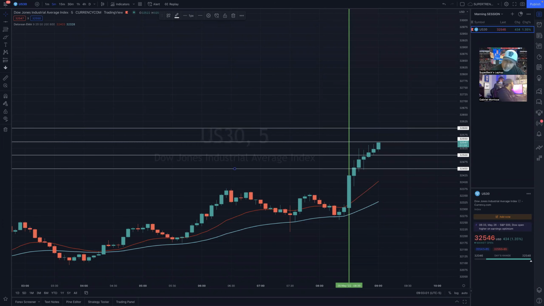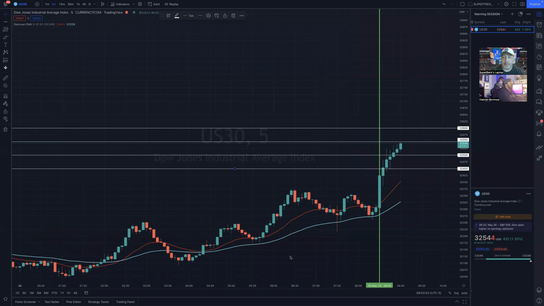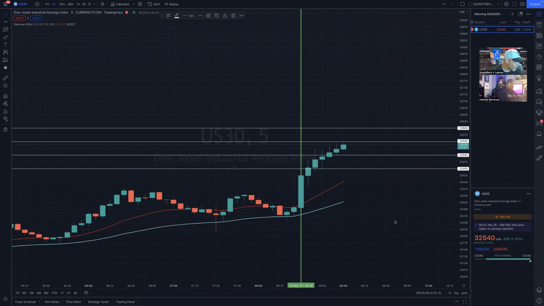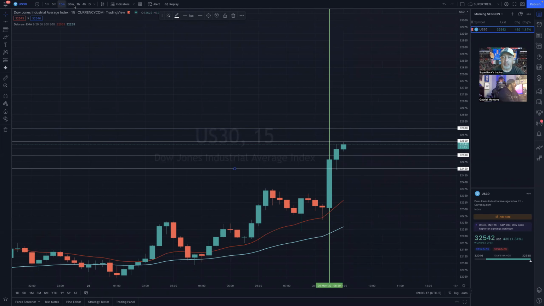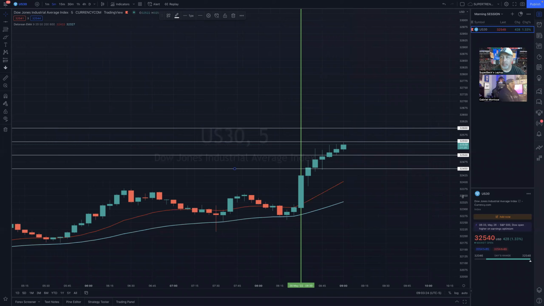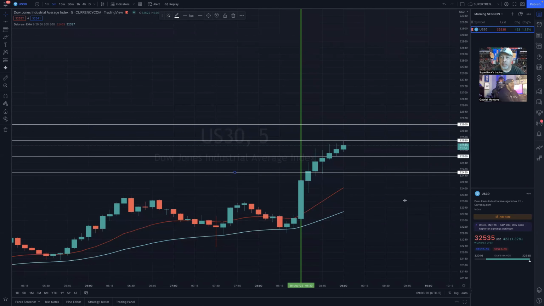So what we're looking at right now is, as you can see, I have the EMAs, the 20 and the 50. What this simply does is confirm that I'm taking buys. Obviously, we're looking at the 5 minute. We can go to the 15 and see what the 15 is doing. We're above the EMAs. On the hour, we're above the EMAs, so we got confirmation that we're taking buys.